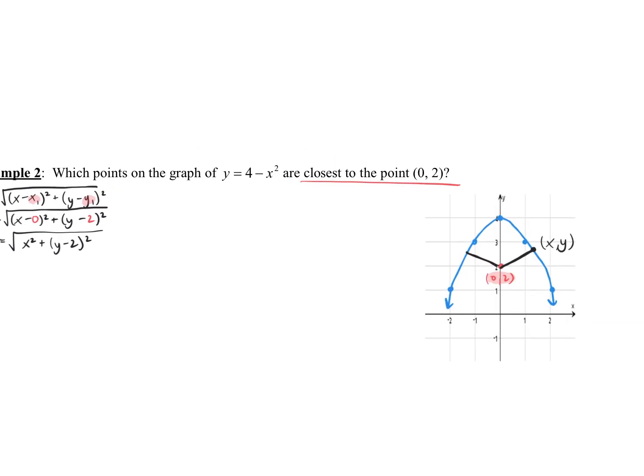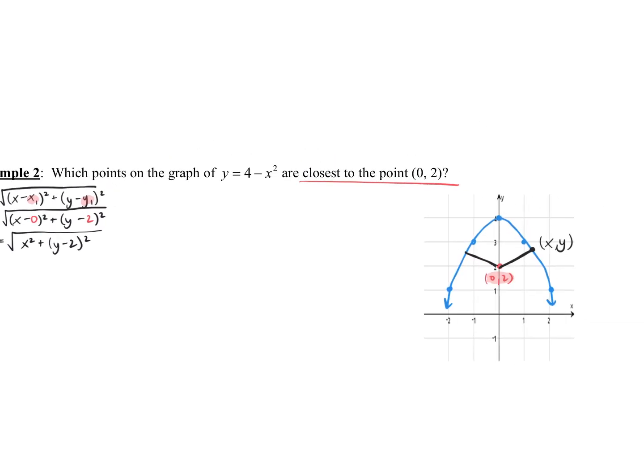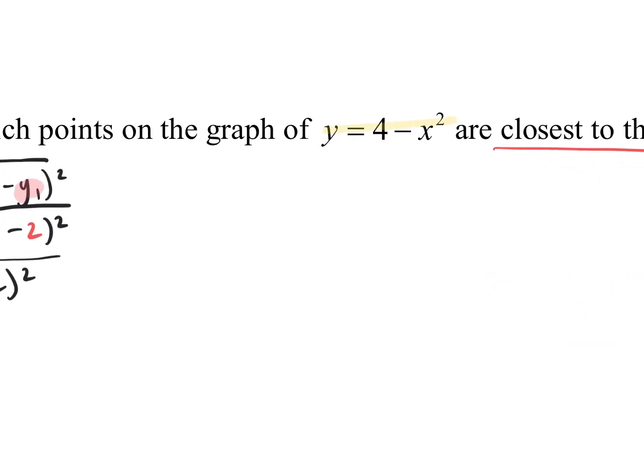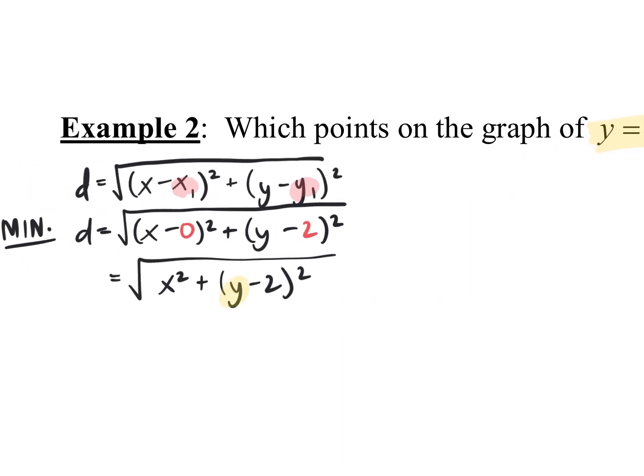Is there another formula that I could get, or is there something in our equation that we're given? I see you nodding your head. Do you have an idea? Yeah, y equals 4 minus x squared, right? So I can just plug that in for y, and then I only have something in terms of x, right? So let's go ahead and do that.